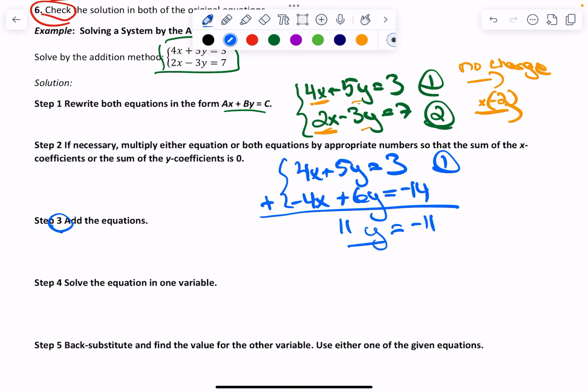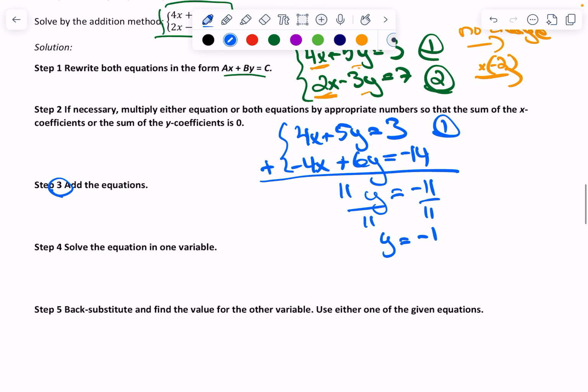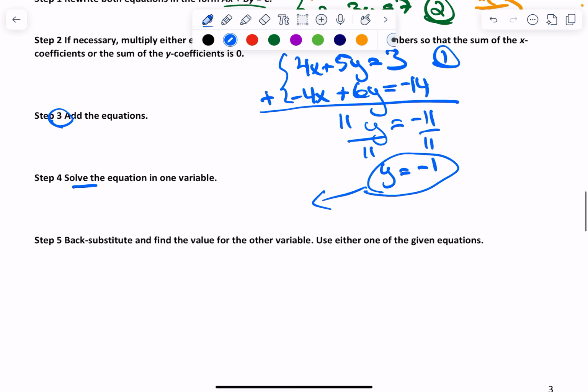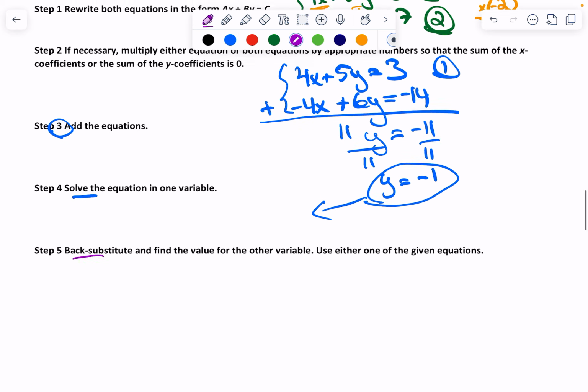We divide by 11 on both sides, and we get y equals negative 11. No, not negative 11, I am making mistakes. y equals negative 1. That is our step 4. Step 5 is back substituting to find the other variable. So we need to find x.